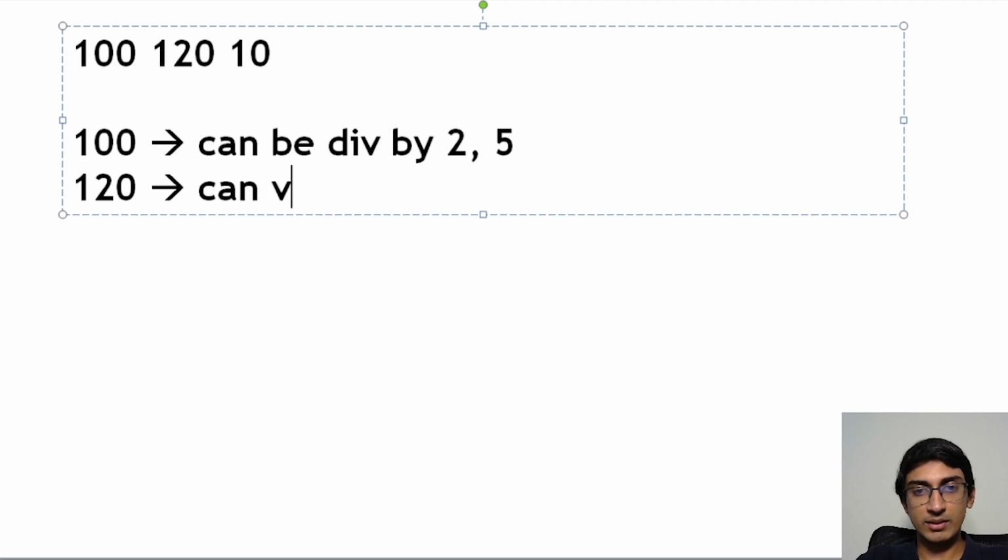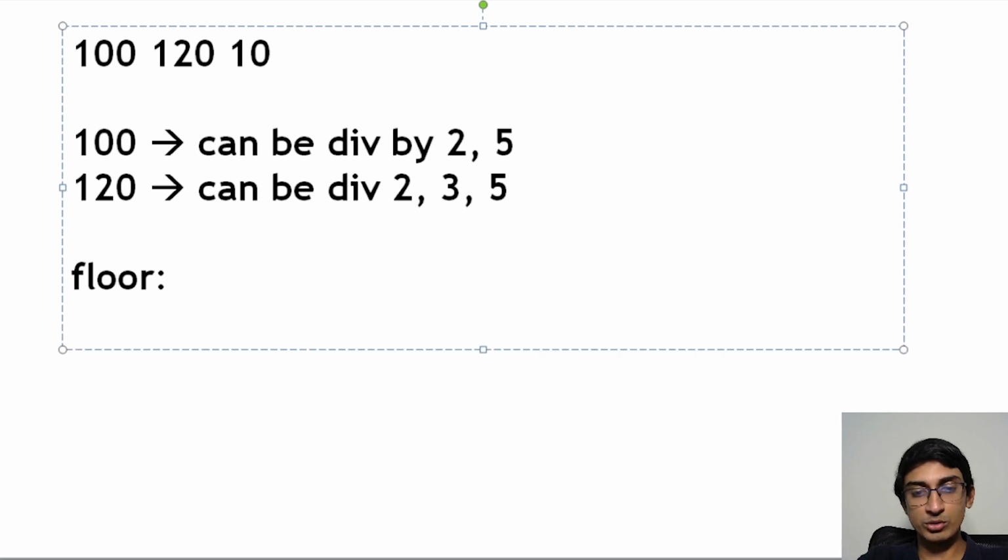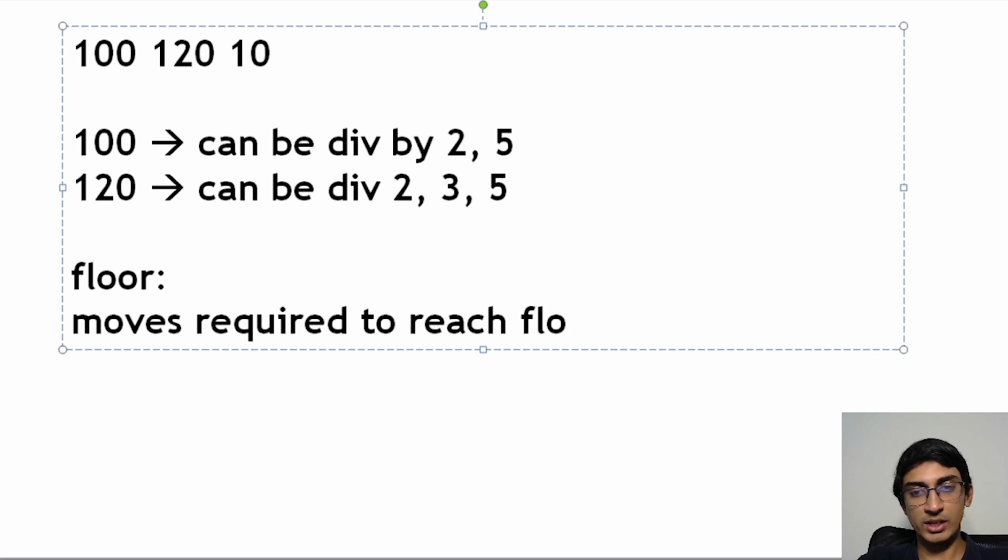For 120 it can be divided by 2, 3 and 5. There are no other prime factors, so it can only be divided by 2, 3 and 5, right? Finally we'll get a stage where the floor is reached. What floor can you reach here? So from 100 I could reach 10, and from 120 I can actually reach 10 over here. So which floor to reach, and what are the moves required to reach the floor?